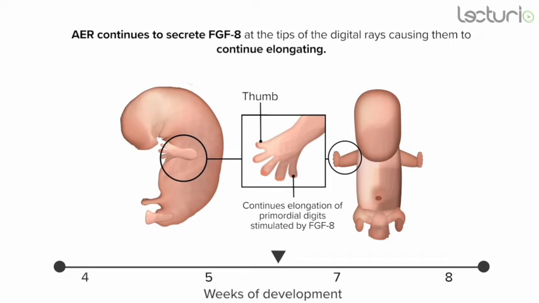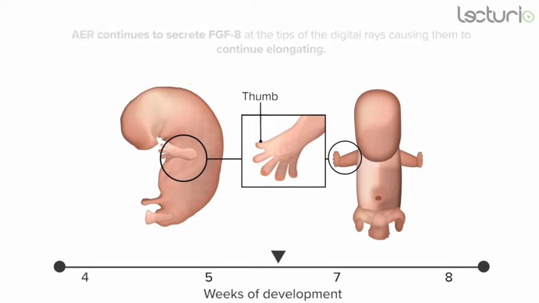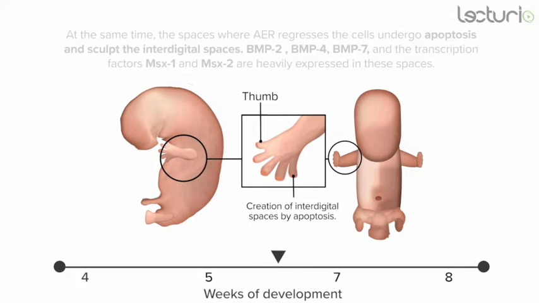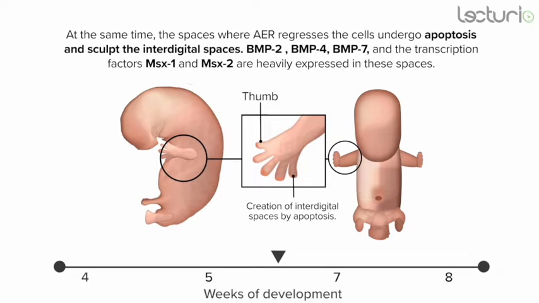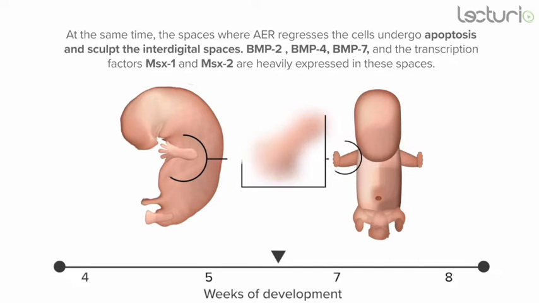AER continues to secrete FGF8 at the tips of the digital rays, causing them to continue elongating. At the same time, in the spaces where AER regresses, the cells undergo apoptosis and sculpt the interdigital spaces. BMP2, BMP4, BMP7, and the transcription factors MSX1 and MSX2 are heavily expressed in these spaces.